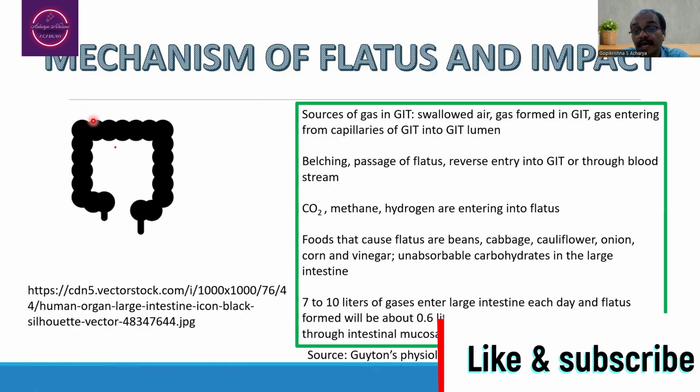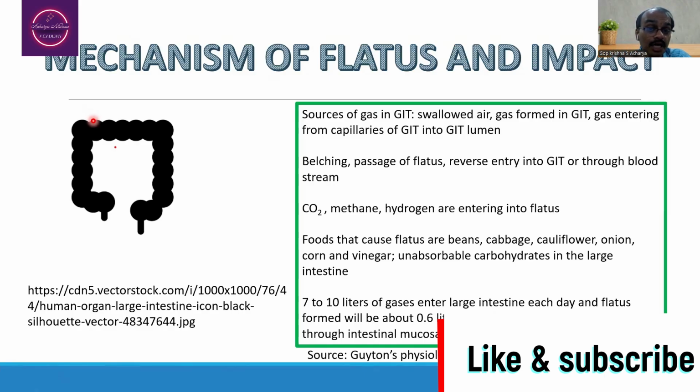Then the third one is the reverse entry. From the small intestine there may be a reverse movement of these gases, or otherwise they may enter the bloodstream, resulting in a condition called hyperammonia. Whenever we think about flatus gases, they contain different gases, that is carbon dioxide, methane, and hydrogen.